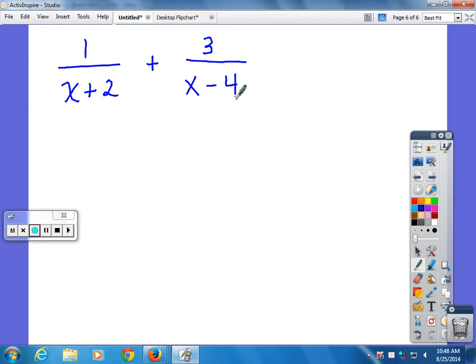Do they have anything in common? Careful. Most people would say, yeah, they got x in common. No, these two are married. X plus 2 and x minus 4. They're married. So really, they have nothing in common. Now, if it was x and x, then they would have something in common.